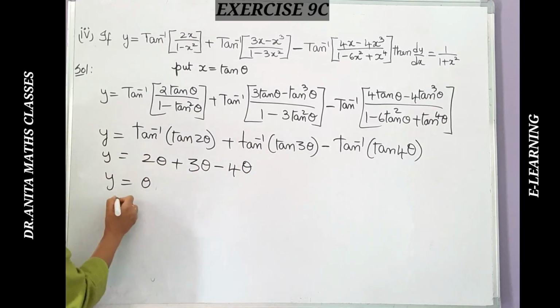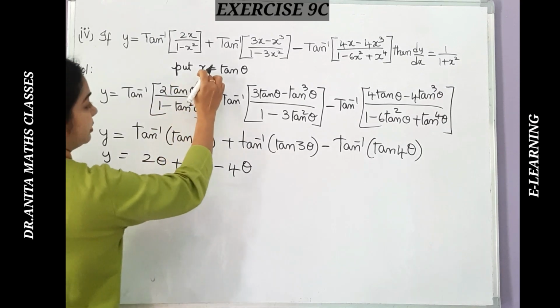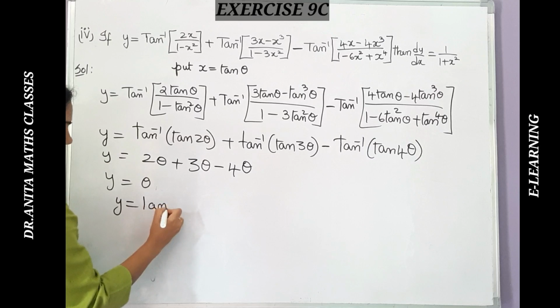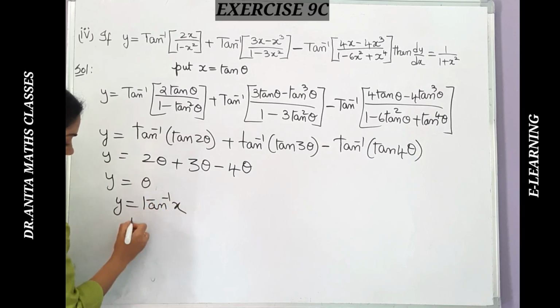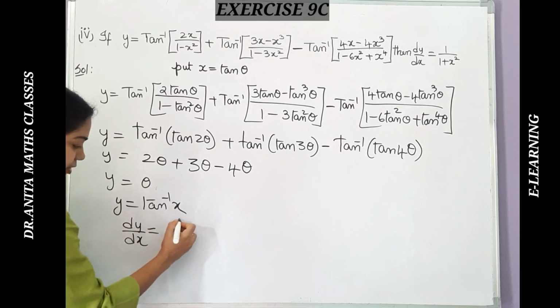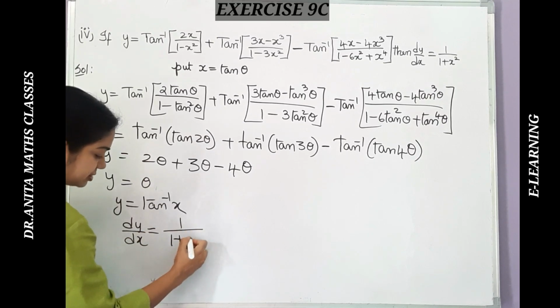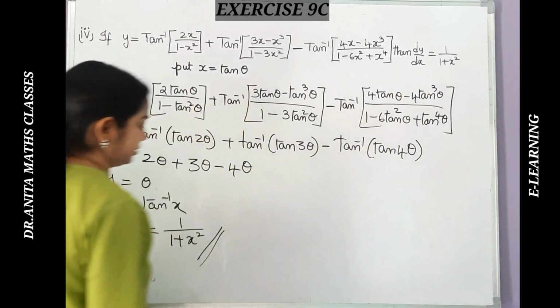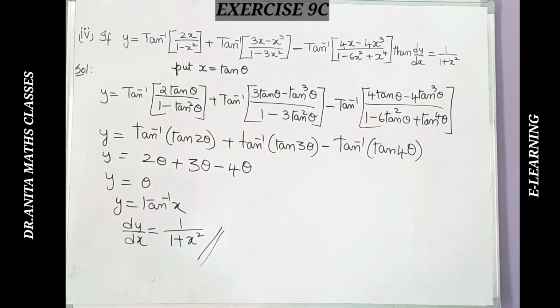Now we know what theta is. Y is equal to theta; we have put x equal to tan theta. If you shift this, it becomes tan inverse of x. Now we will take the derivative with respect to x. dy by dx is equal to the derivative of tan inverse x, which is 1 over 1 plus x square. This is our answer. Pause it and note it down.